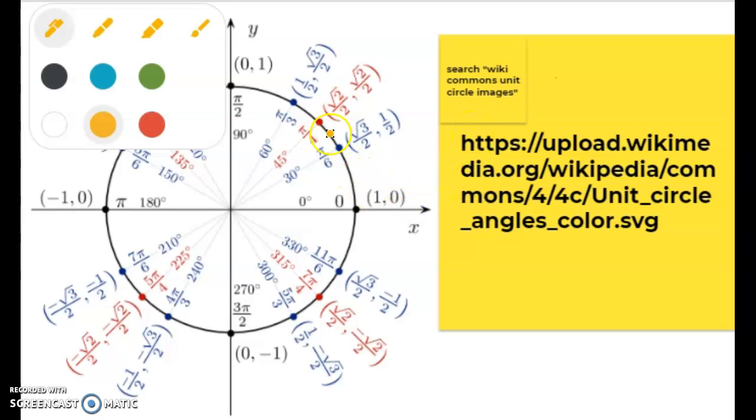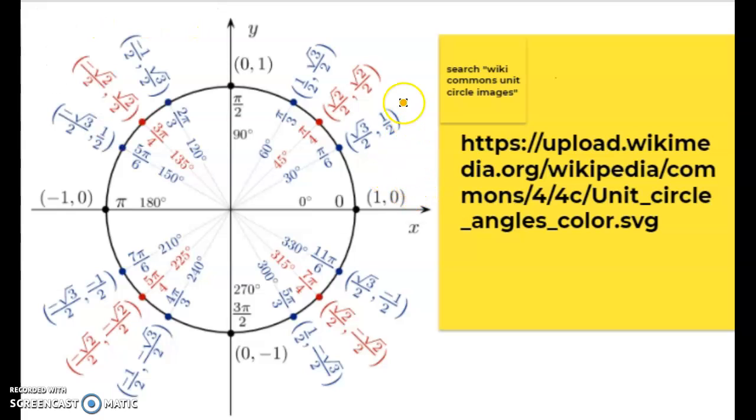So remember, the y here is 0, 1/2, √2/2, √3/2, 1. So we're going to write this a different way. This is the square root of 0 over 2. This is the square root of 1 over 2. The 45-degree angle is square root 2 over 2. The 60 is square root 3 over 2.